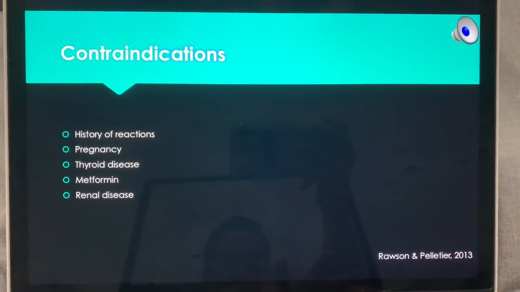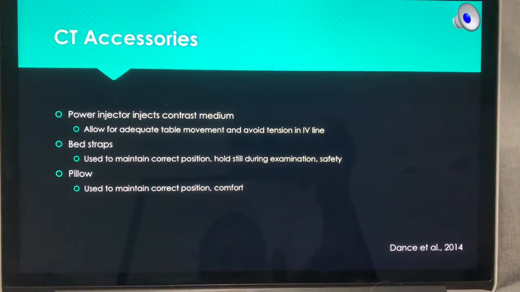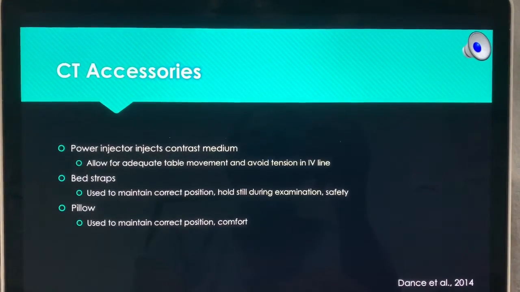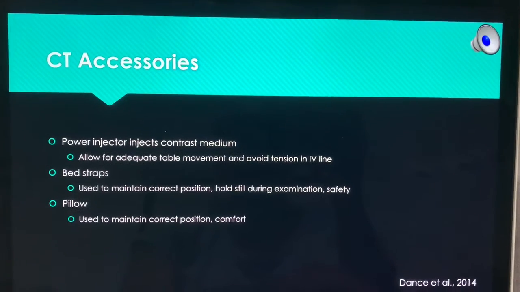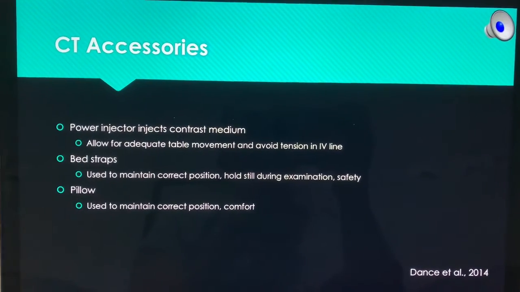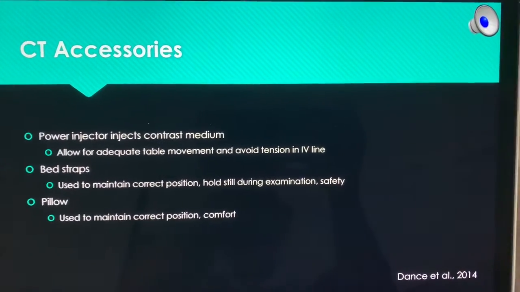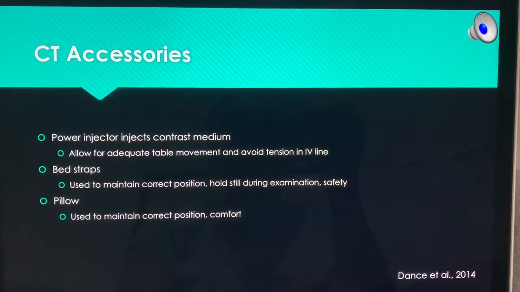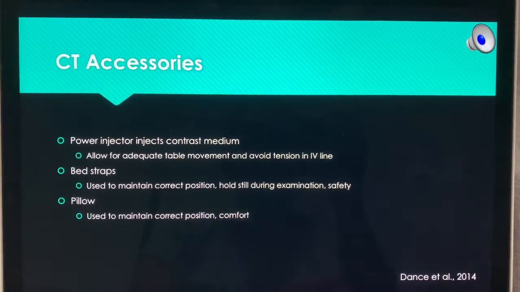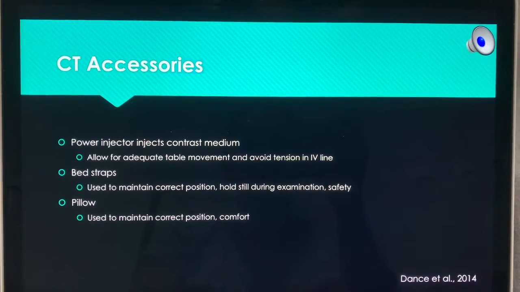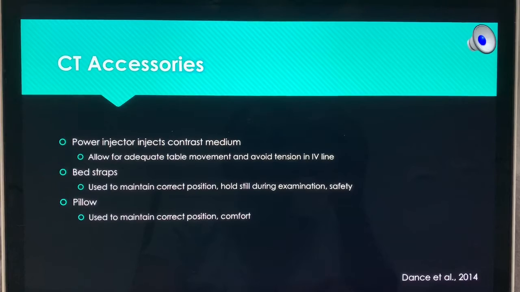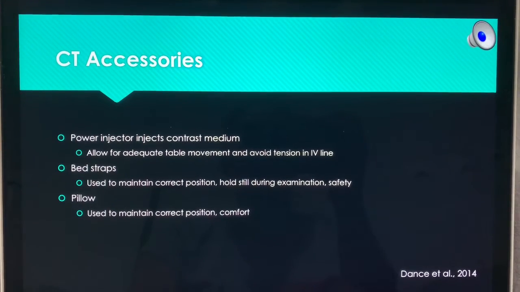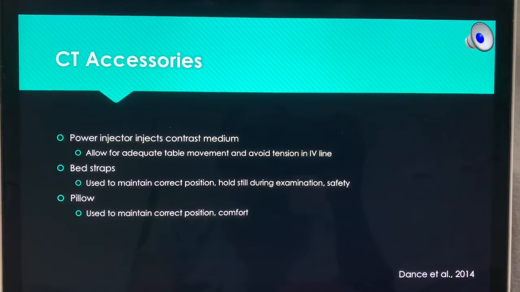CT accessories. One of the CT accessories is the power injector, which injects contrast media. This allows for adequate table movement and avoids tension in the IV line. We can also use bed straps, which are used to maintain correct position and hold still during examination safely. We can also use a pillow, which is used to maintain correct position and comfort for the patient.